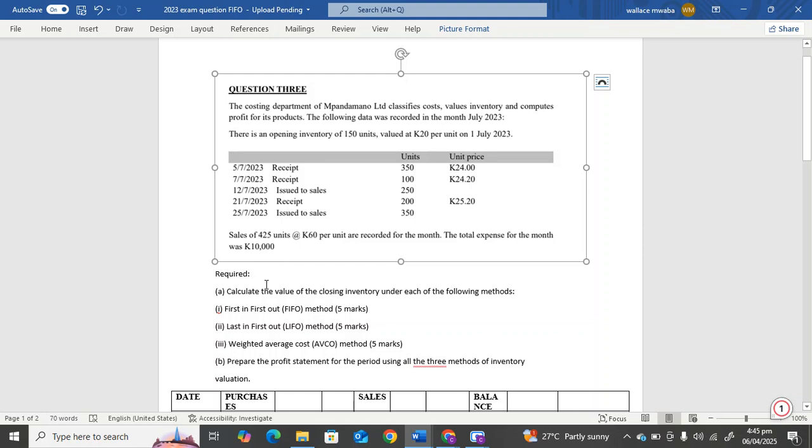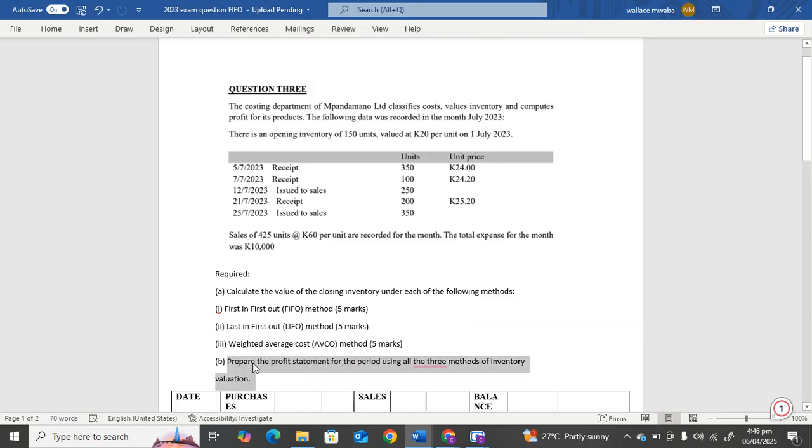So the first question is, required: calculate the value of the closing inventory under each of the following methods: the first in, first out, last in, first out, and the weighted average cost method. And finally, prepare the profit statement for the period using all three methods of inventory valuation. So as I said, the purpose of this inventory valuation is you want to find the value of your closing inventory and you want to find out the cost of goods sold. Those are the two main purposes.